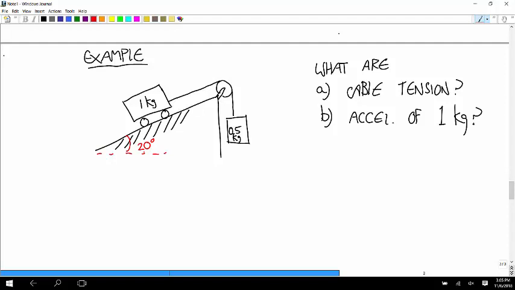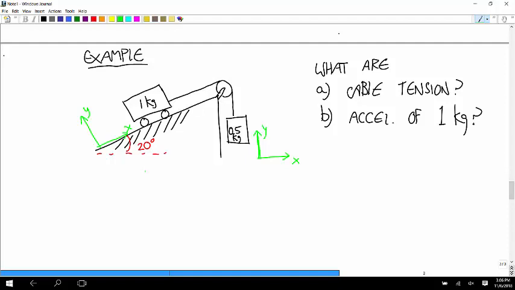And so what we're going to do is, when we analyze the 1 kilogram cart, we're going to use a rotated coordinate system. When we analyze the half kilogram mass, we're going to use a normal coordinate system. It's fine for those two to be different. And then, besides that, we're going to go through this exactly the same way as we did when that thing was rolling along a horizontal surface.